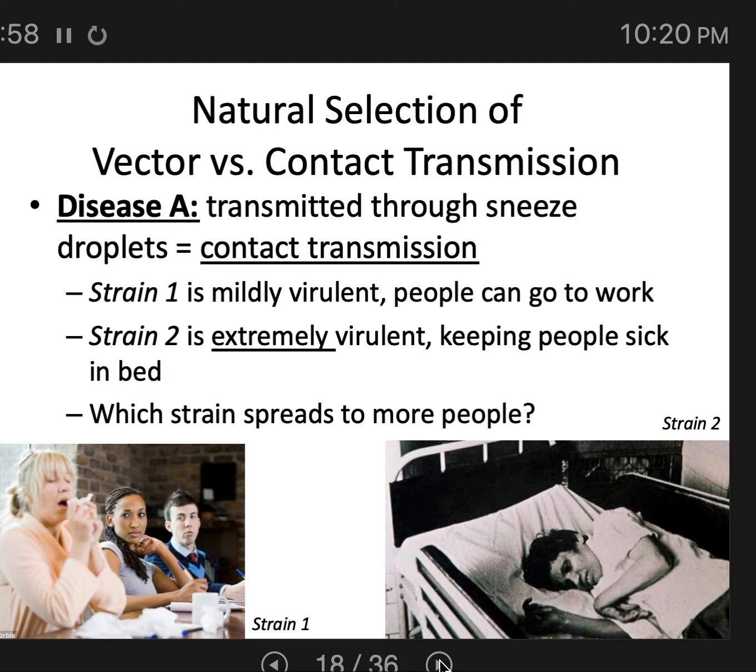Because those infected with strain 2, if they're staying home in bed, and this is a contact transmission pathogen, it requires close contact between people in order to be transmitted. It's only going to be the hosts that are out and about making contact with other people who are spreading their disease. So that woman sitting there at the work table, sneezing into her tissue, her fomite, all those people around her have a chance of being infected. Whereas a patient sick in bed, they're not infecting anybody. So this is why diseases that rely on contact transmission tend to evolve towards mildness over time, under normal circumstances.